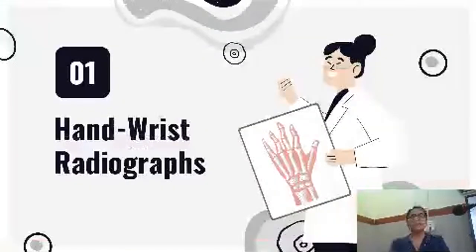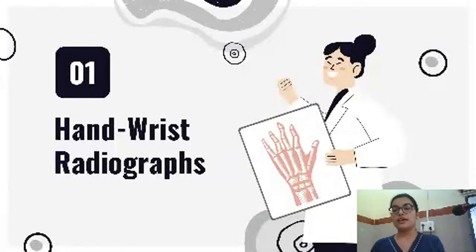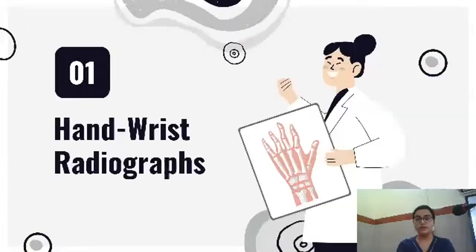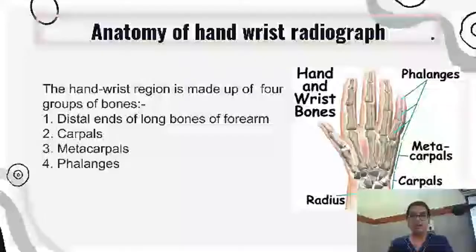Coming to hand wrist radiographs, there are various methods of assessment of skeletal maturity, but the use of hand wrist radiographs is commonly done. So, the anatomy of the hand wrist radiograph.